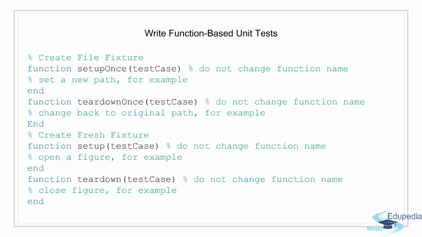So basically the file fixture code is set up once and torn down once, and the fresh fixture code is set up and torn down, and all of them have an input argument of test case, which is automatically passed on by the unit test framework.